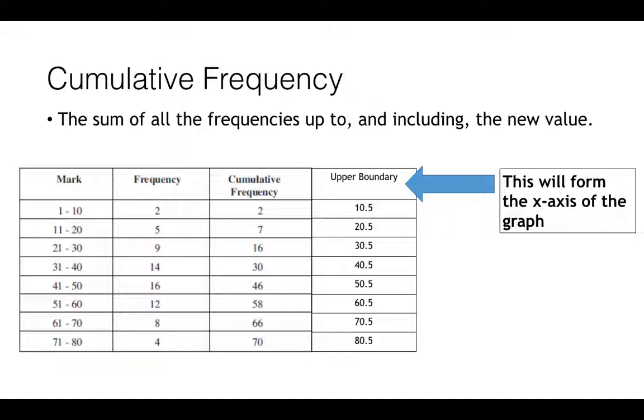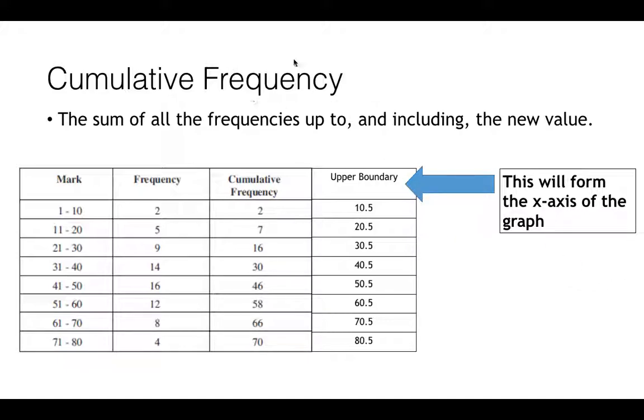Okay, so let's have a look then, those upper boundaries. So the upper boundaries, as we said before, are the average of the upper boundary of this class with the lower boundary of this class. And in this case, because there is 1 unit difference between them, the upper boundary ends up with a 0.5. So this upper boundary is 10.5 here. Okay. When we come to draw our cumulative frequency graph, the upper boundaries are going to form the x-axis, the horizontal axis of the graph.